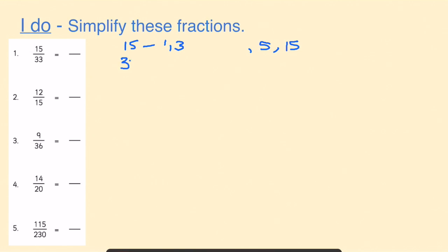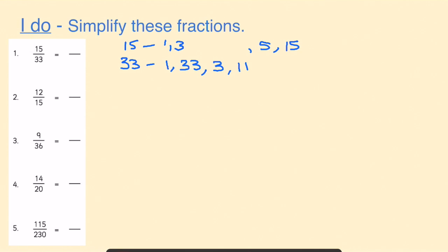Then the factors of 33 are 1 and 33. It's not divisible by 2. It is divisible by 3. 3 and 11 are the 2 factors of 33. It's not divisible by anything else. It's not in any other times tables that I know.